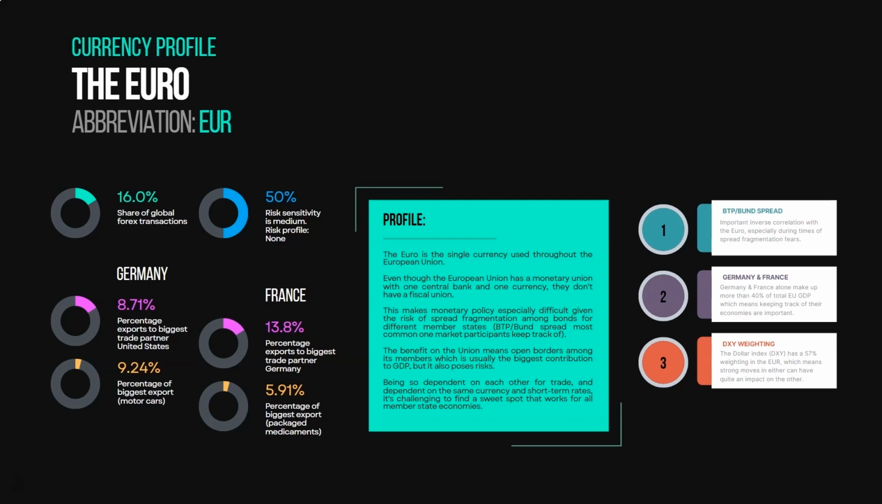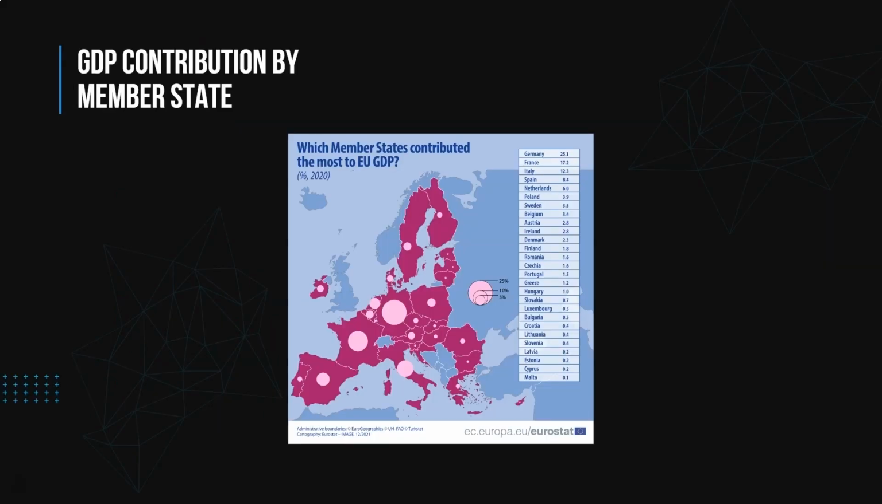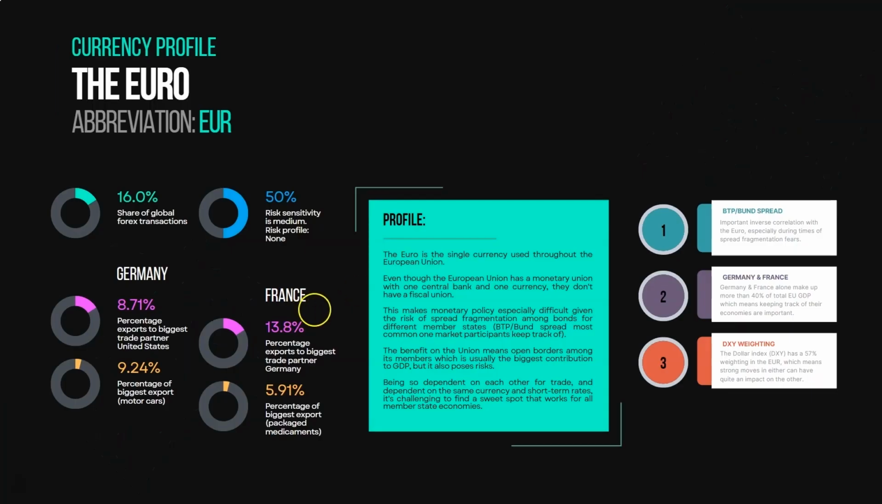In terms of trade dependency, it's worth focusing our attention where the bulk of GDP comes from, which is France and Germany. The reason for this is quickly explained with this handy illustration from Eurostat, which shows that Germany and France alone account for close to half of total Eurozone GDP. Now, for Germany, the United States is the biggest trade partner, which accounts for 8.7% of exports. Germany's single biggest export product is motor cars at 9.2%. For France, the biggest single export destination is Germany at 13%, with the single biggest exports being packaged medicaments at 5.9%.